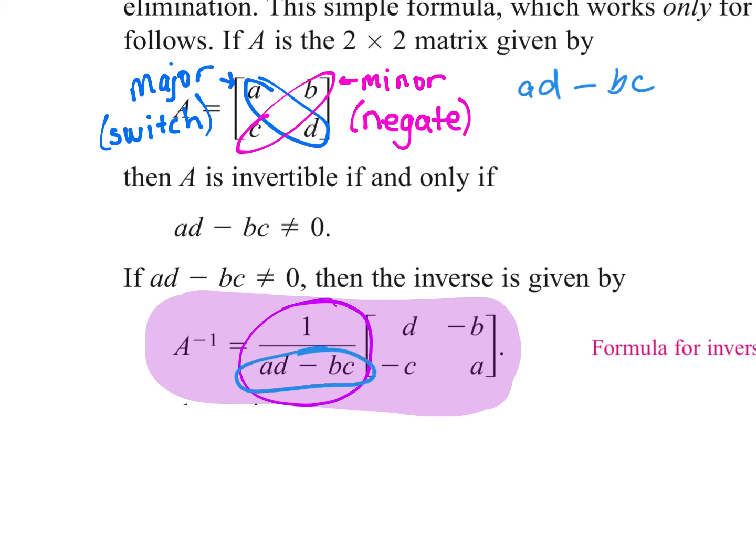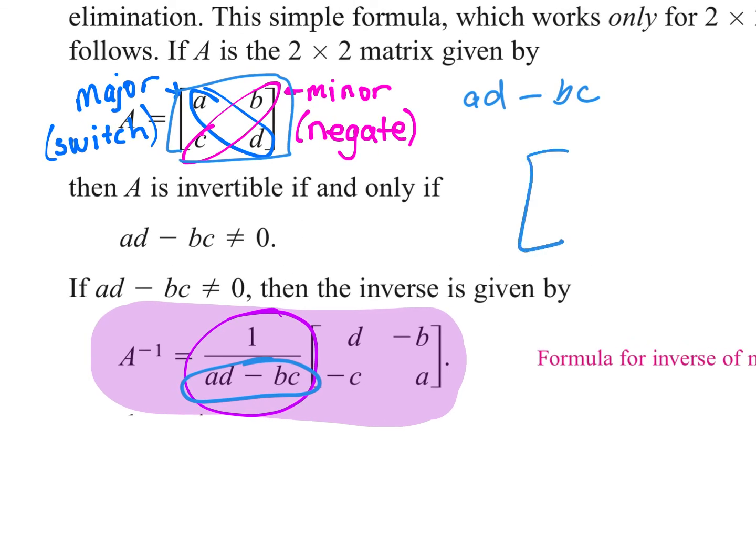And then you have to set up the rest of your equation, because algebraically this works itself out. With the given matrix that you have, you're going to switch the places of the major axis. You're going to negate the signs of the minor. So look, if I had this, 1, -3, 6, -4.